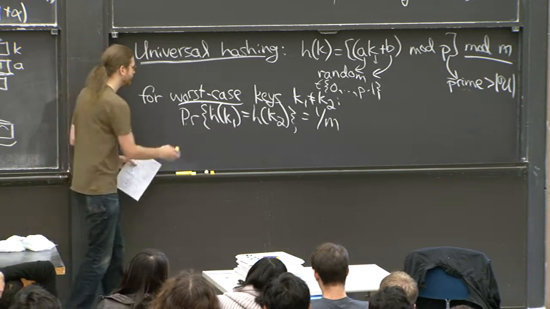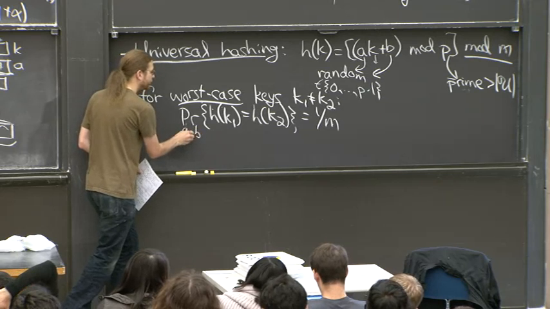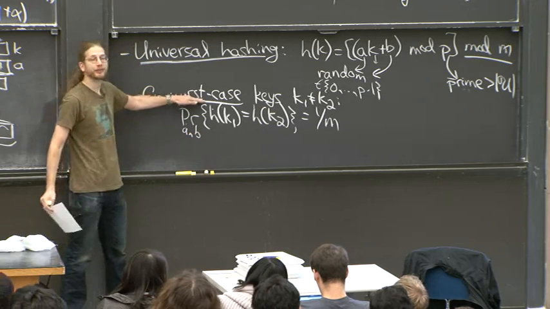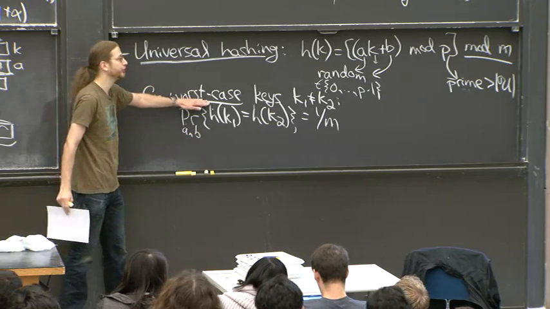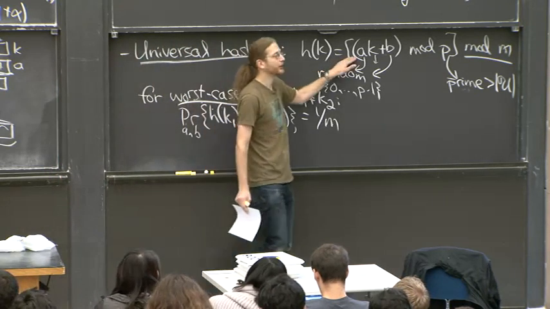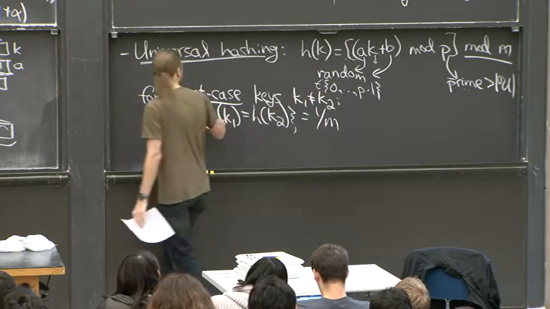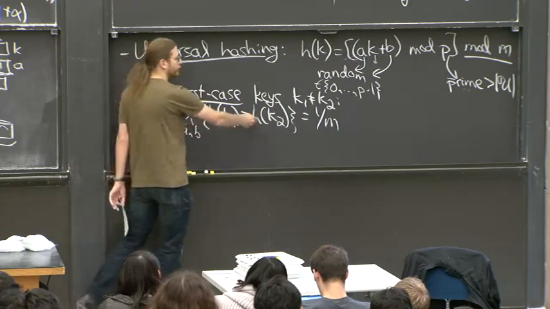A and B. This is the probability over A and B. This is a probability over the choice of your hash function. So it's the worst case inputs, worst case insertions, but random hash function. As long as you choose your random hash function, the probability of collision is 1 over m. This is the ideal situation.